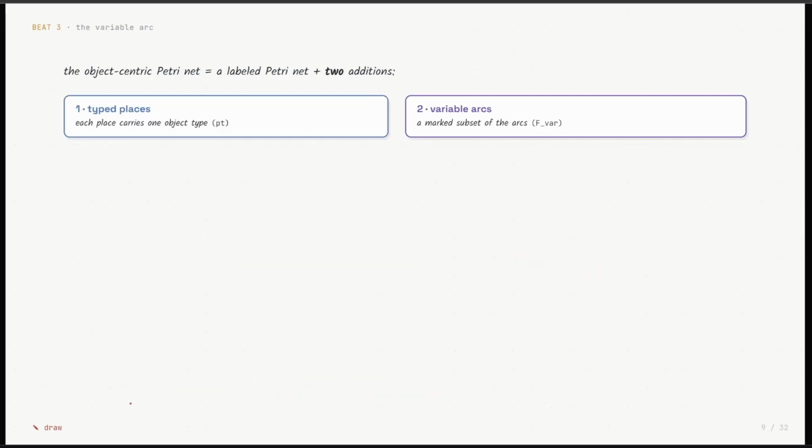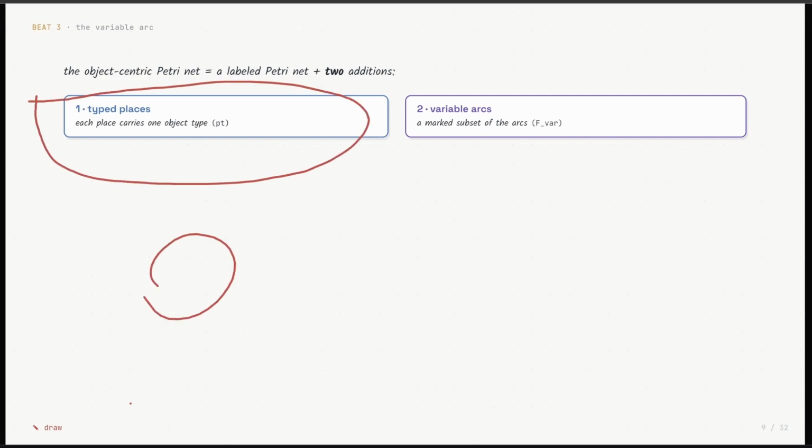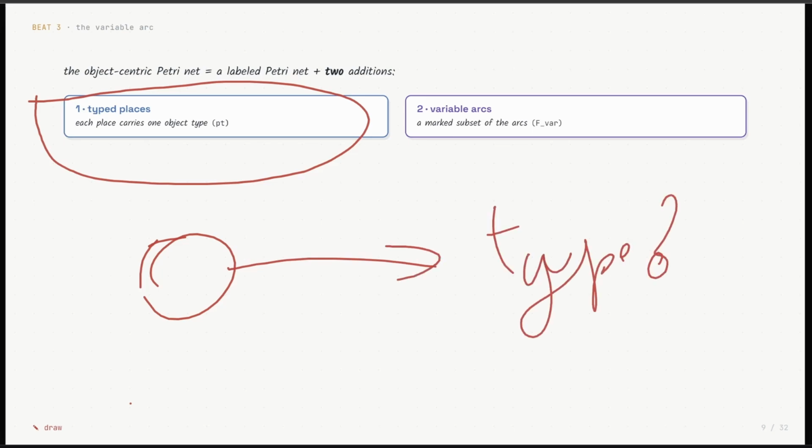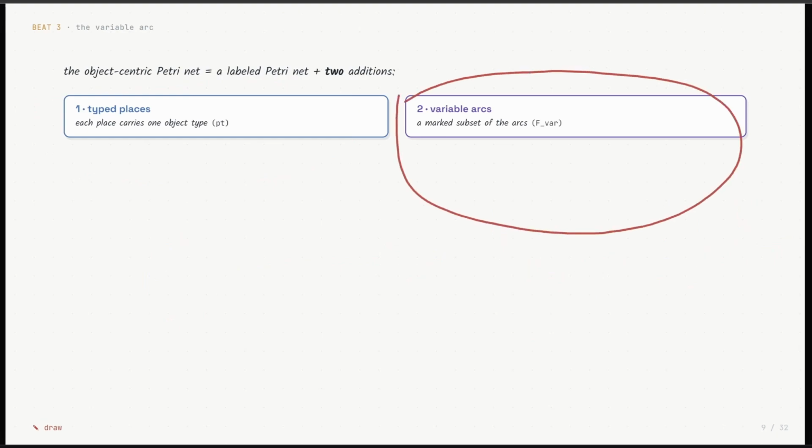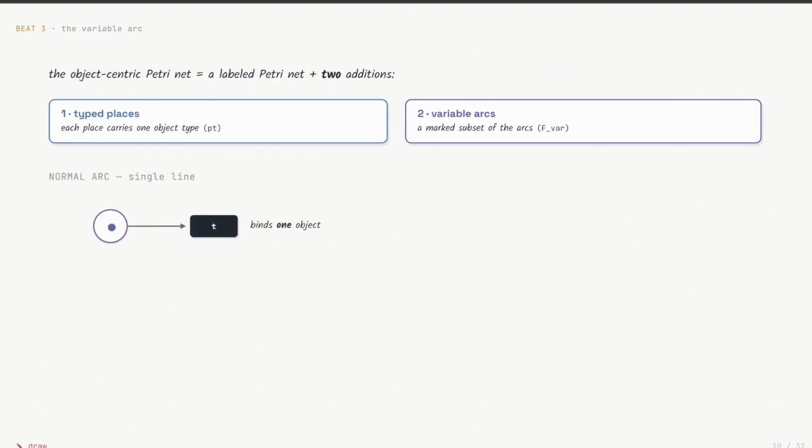So the object-centric Petri net is basically a labeled Petri net that has 2 additions. First is the typed places. Every place, every circle that we have seen already, has only one type of tokens, and that type is an object. Also, we have a function that maps every place to the type of token. So that's first. The second is that we have variable arcs. What does that mean? Let's look at this.